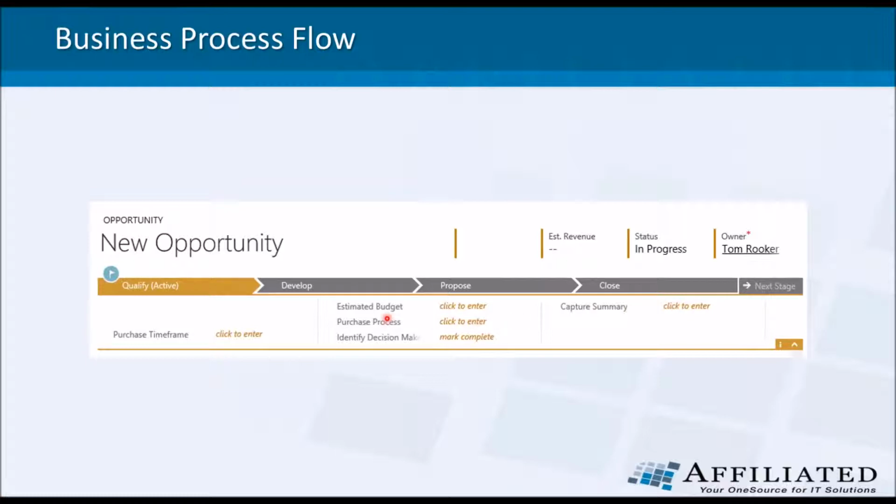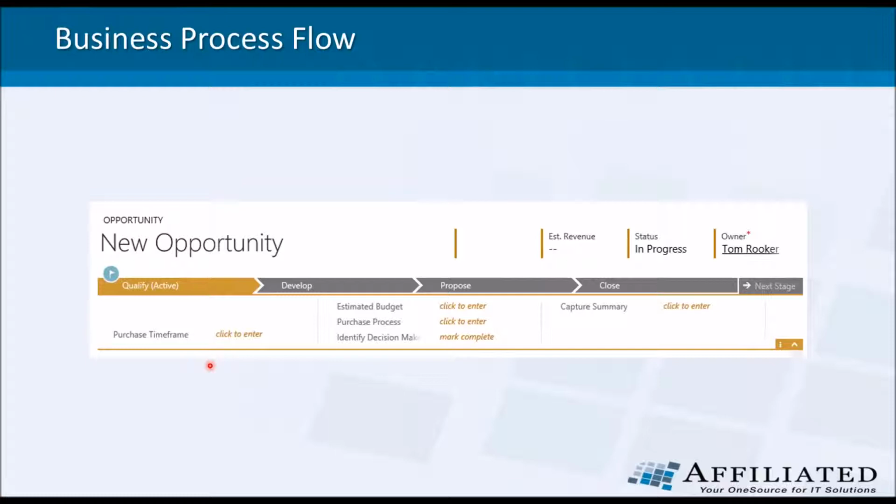So the fields that are under the stage are there as an indicator to the user that this is information that we would like to capture in this stage, information that we should have before we move to the next stage. Now, you don't see any red stars in any of these fields here, which means that none of these fields are required, but you do have the ability to make a field required, so that if I clicked next stage, it wouldn't let me go to develop until I had, say, a purchasing time frame specified.